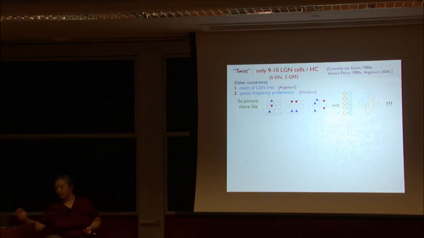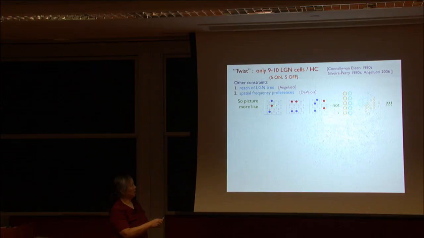Okay? So the picture is going to look more like this. If this is a sheet of LGN, it will have to look more like this rather than those. These are taken from earlier modeling papers. They're on and off, okay? So you can only choose only a few, right? If it's only 9 or 10, you're not going to see any orientation. You have to choose very few of them in order to see the orientation.